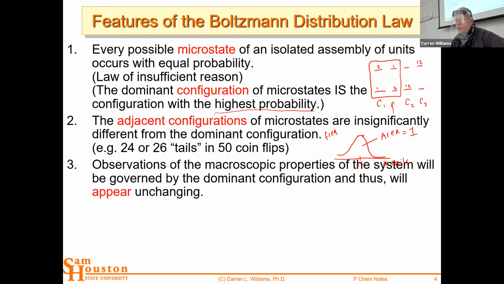Now we have observations of the macroscopic system will be governed by the dominant configuration, and so it will appear unchanging. So if we had a system that was essentially like this tail flipping system, and quarters were flipping back and forth and so on, and we were able to monitor that over time, it wouldn't appear to change at all. But we might have one with 26 tails flipping to 24 tails, and one with 24 tails flipping to 26. And they would be exchanging places. So these configurations might have different quarters in them, but from our detection, they would look identical. And so this distribution would be stable.